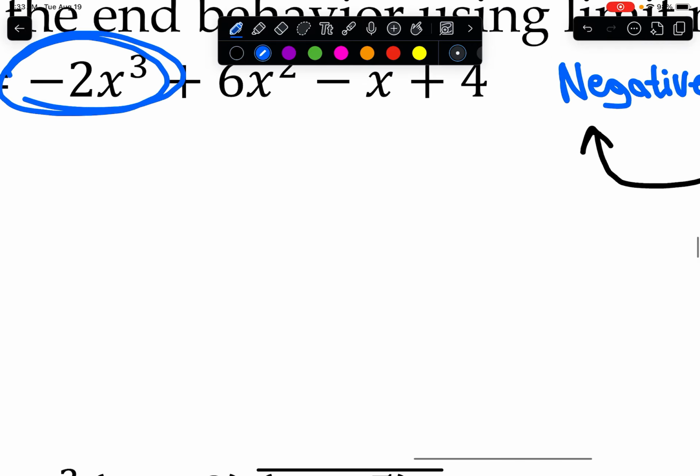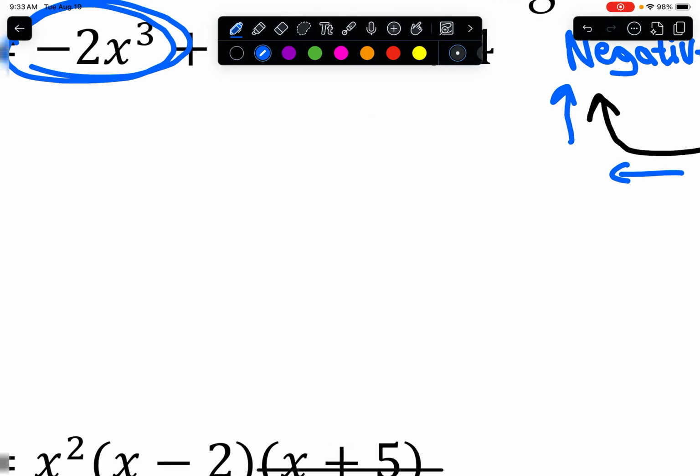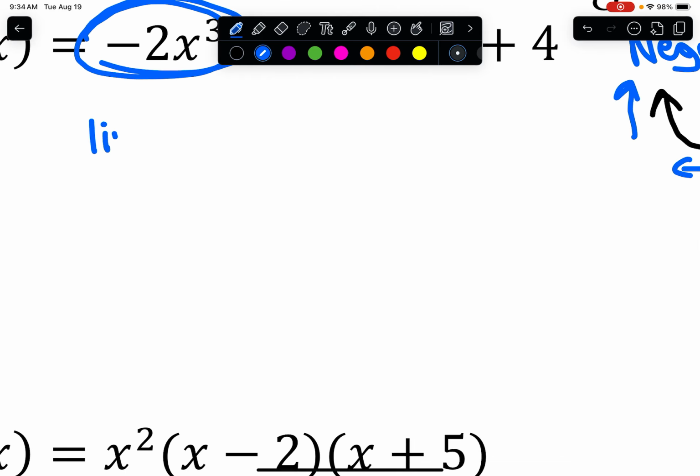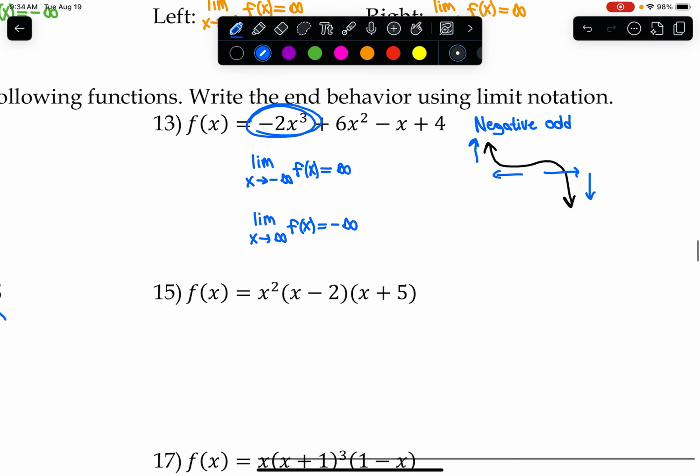So as my x value goes towards negative infinity, my y values are increasing. And then as my x values are increasing, my y values are decreasing. So in terms of limit notation, I'm going to say the limit as x is approaching negative infinity of f of x is going to equal positive infinity. And then the limit as my x value is approaching positive infinity of f of x, well, that's going down, so that's going to approach negative infinity. So that would be my end behavior here.